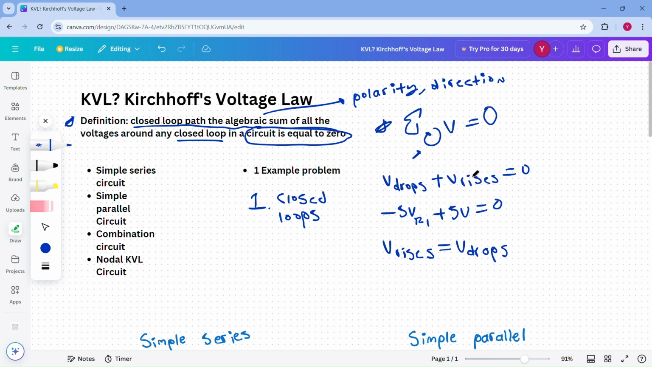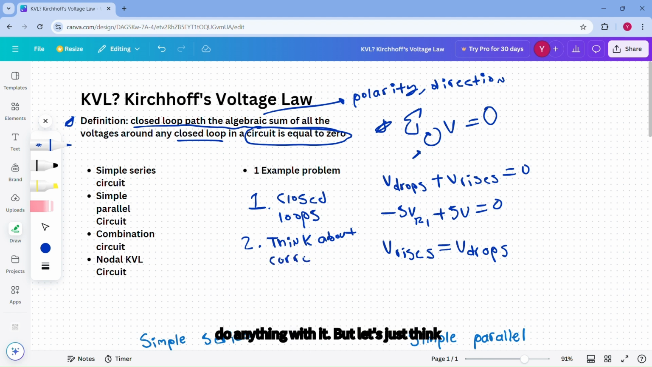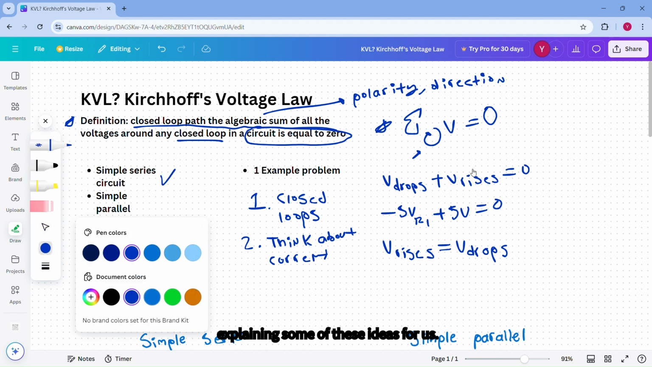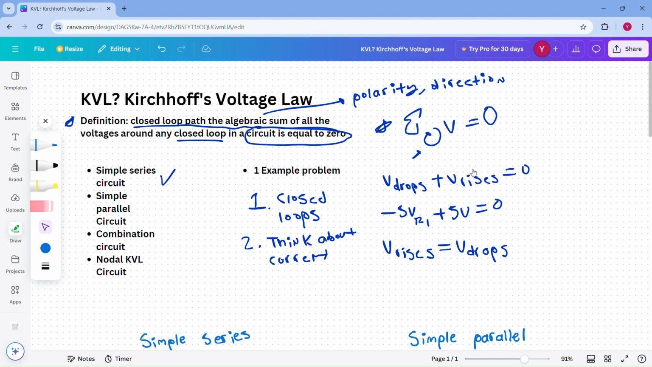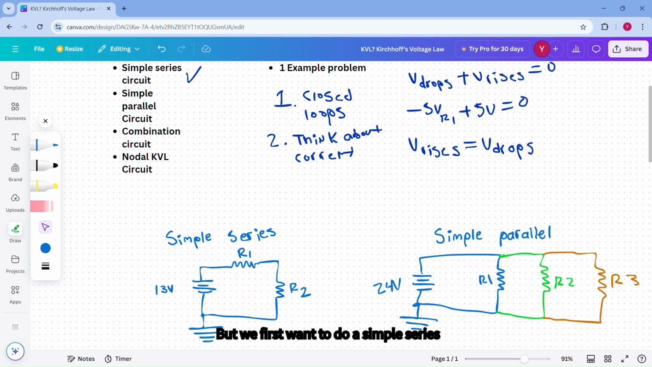Let's do that first. And then I say our second step, let's think about current. We don't have to find current values. We don't have to do anything with it. But let's just think about current, how it's interacting in our circuit, how that can impact what we might consider a voltage drop or a voltage rise. Okay, so we're going to start with this first example, and hopefully I can start explaining some of these ideas for us. But we first want to do a simple series circuit.